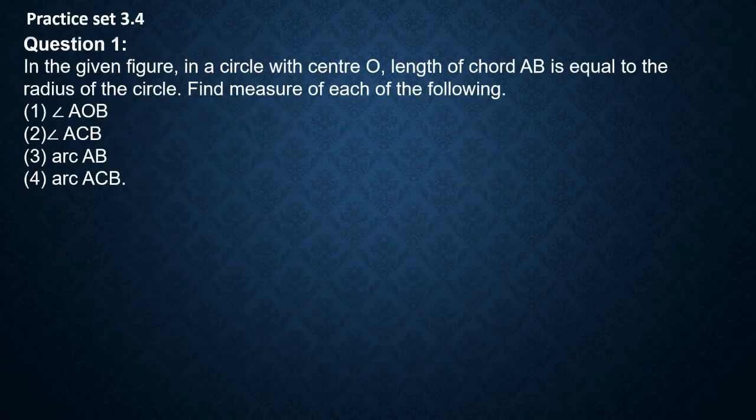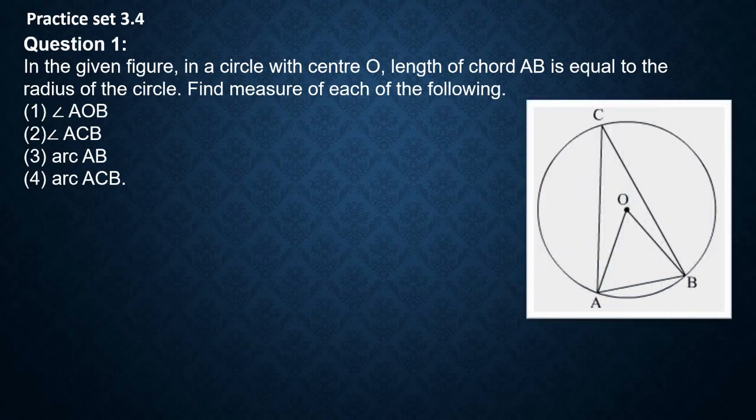Let us start with practice set 3.4, the first sum. In the given figure, in a circle with center O, length of chord AB is equal to the radius of the circle. We have to find measure of each of the following. First, measure of angle AOB. Second, measure of angle ACB. Third, measure of arc AB. And fourth, measure of arc ACB.